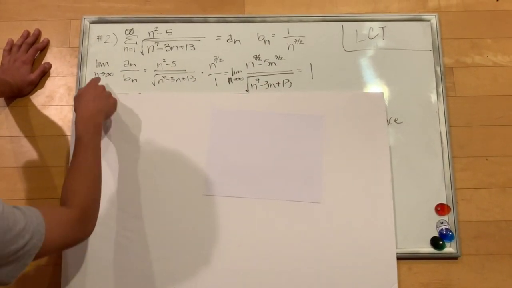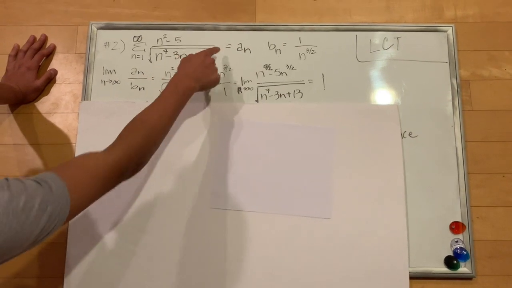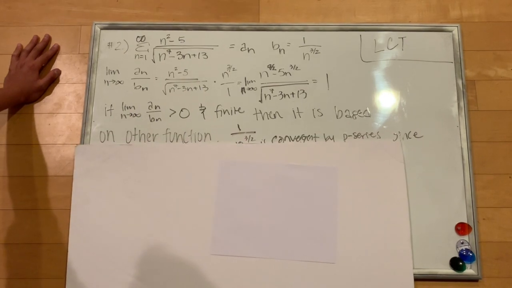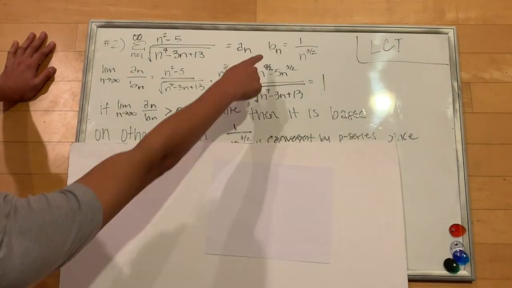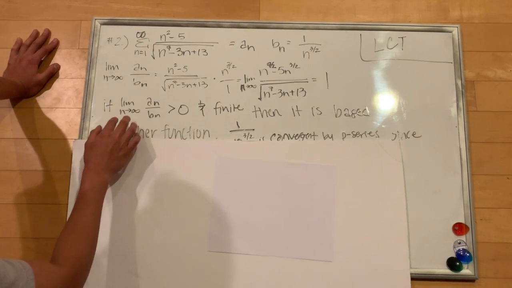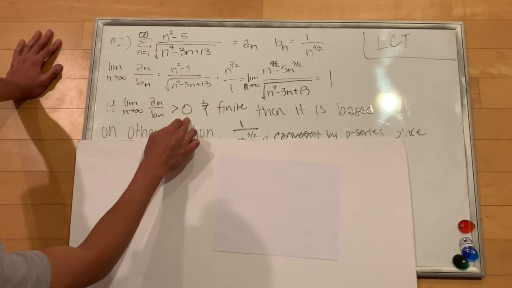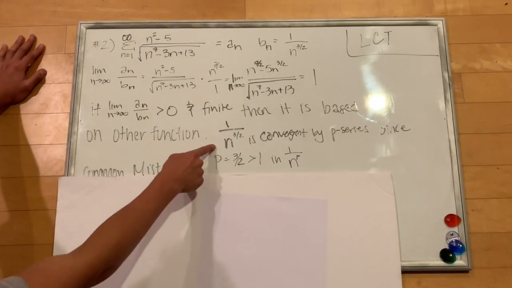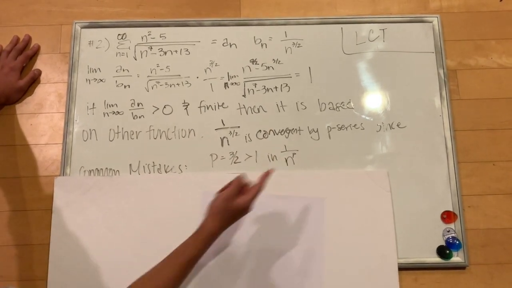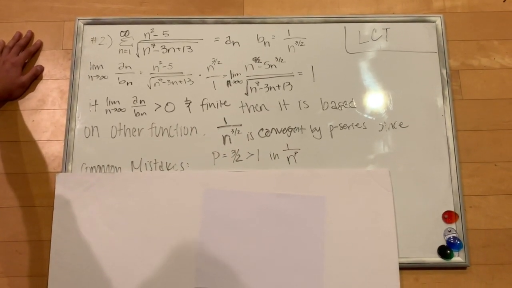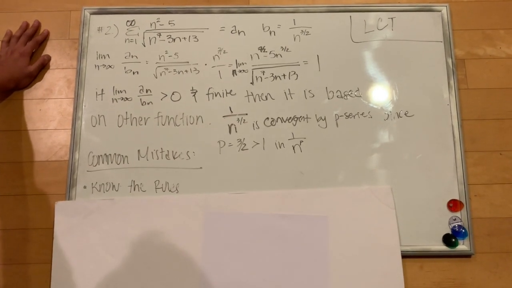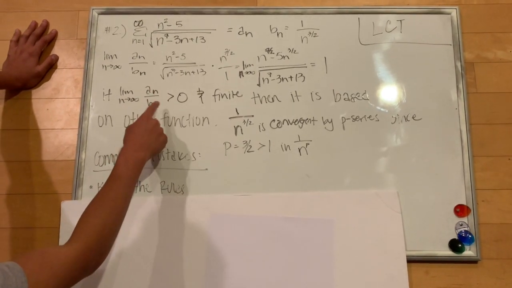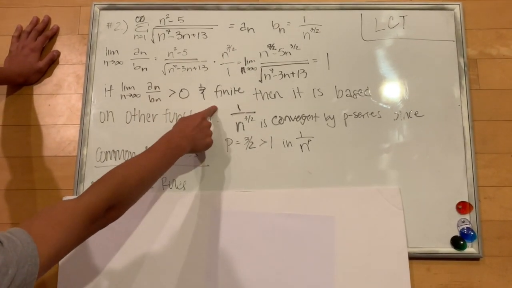So we're going to do LCT, and we take the limit as n approaches infinity of a of n divided by b of n, and that gets us 1. So this 1, we can now compare based on b of n. Our rule is if the limit as n approaches infinity of a of n over b of n is greater than 0 and finite, then it's based on the behavior of b of n. So we look at 1 over n to the power of 3 over 2, and that is convergent by p-series since p equals 3 over 2 and is greater than 1. A common mistake is not knowing the rules right here. We want to know that when a of n over b of n is greater than 0 and finite, then we can base it off b.